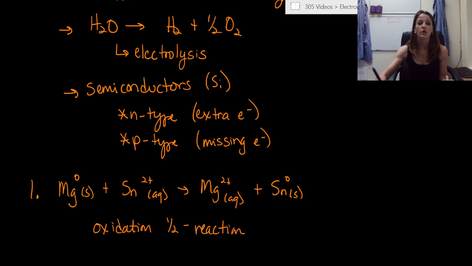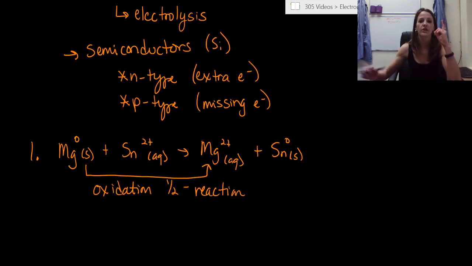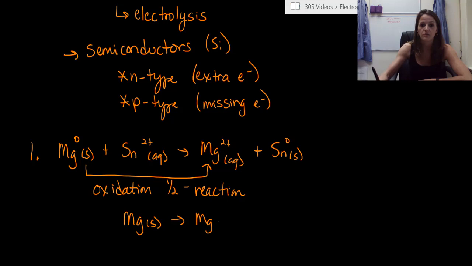So now we're looking for an oxidation half reaction. So we're looking for something that lost electrons or became more positive. So what I see automatically is magnesium went from 0 to +2. So it became more positive. That's a huge red flag that we are looking at an oxidation reaction. So what I would do personally is rewrite it down here, magnesium solid going to magnesium 2 plus.